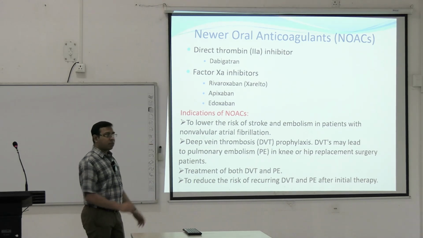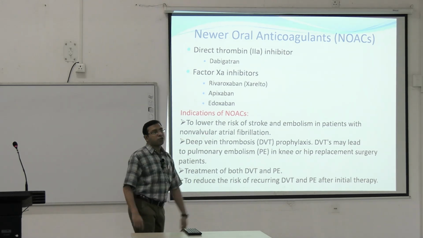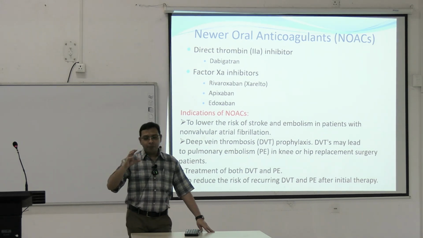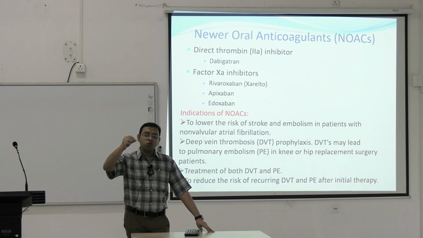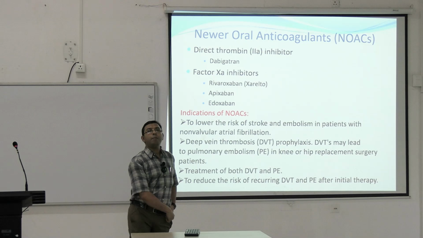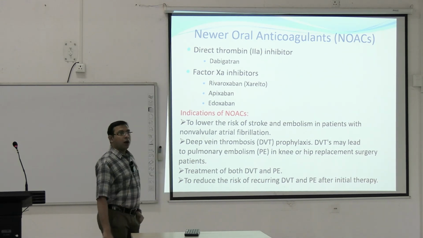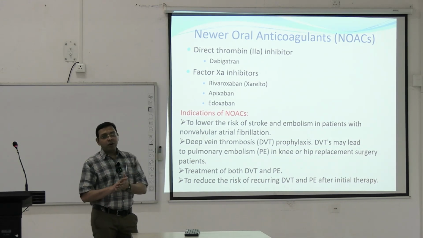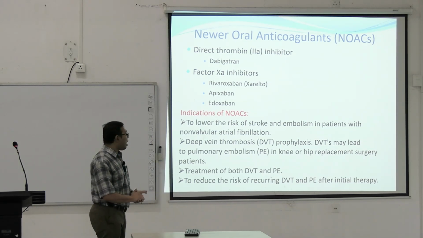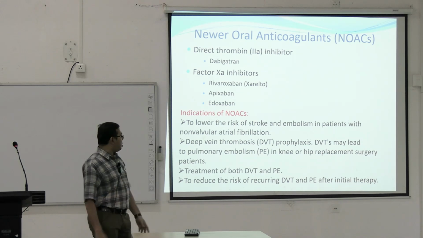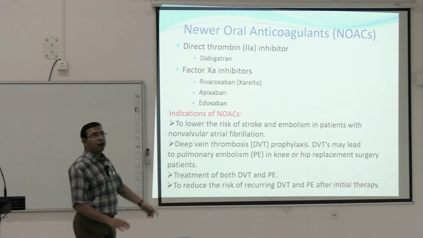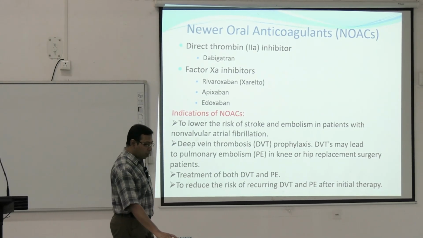I have already given the novel oral anticoagulants. These are the indications we have already discussed: to lower the risk of stroke and embolism. When there is atrial fibrillation, the fibrillating atria ultimately lead to a thrombus or embolus, which can travel to the cerebral blood vessels, and ultimately CVA can happen. So in atrial fibrillation patients, if we want to prevent CVA, we can use the novel oral anticoagulants. They are also used for deep vein thrombosis prophylaxis, treatment of deep vein thrombosis and pulmonary embolism, and to reduce the risk of recurring deep vein thrombosis and pulmonary embolism after initial therapy.